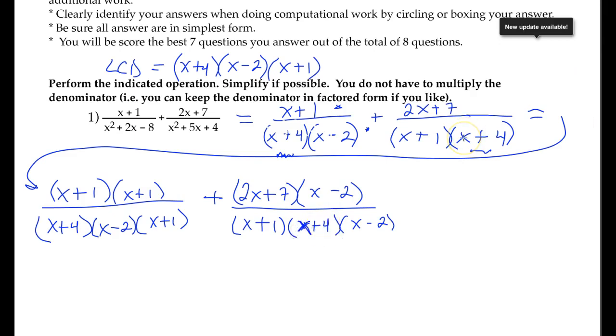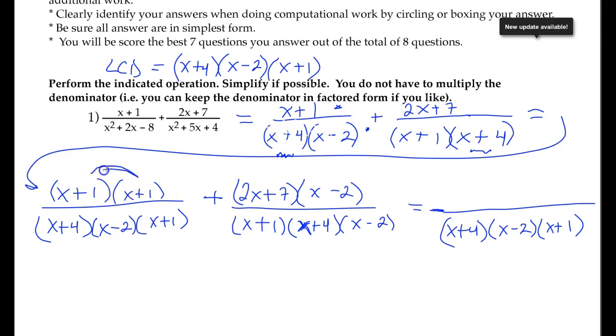All right. So now from this point, we know that the denominator is going to be the same because, of course, when we add two fractions, the denominator is going to be the same. So it'll be just x plus 4 times x minus 2 times x plus 1. In the numerator, we're going to multiply these two binomials together, and we'll do the FOIL method for that.